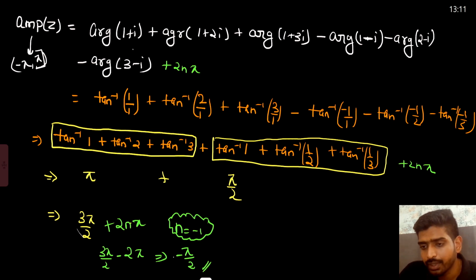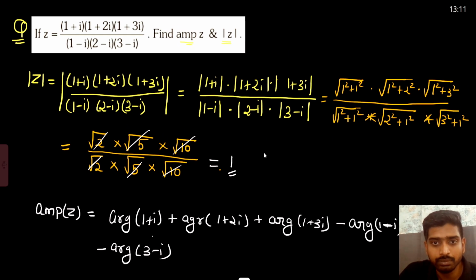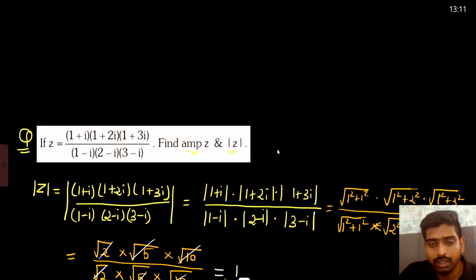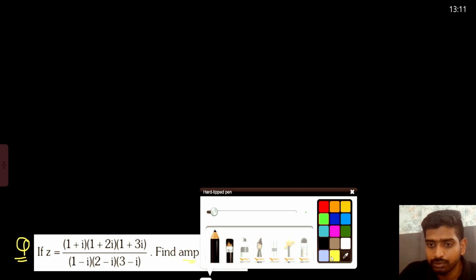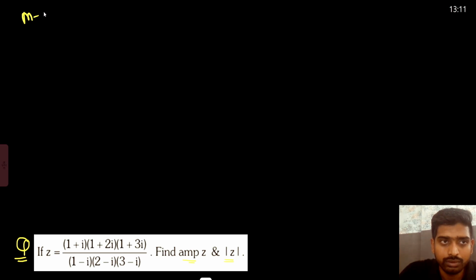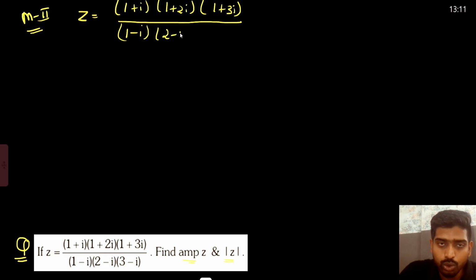Got it? Now next. This question we can solve with one more method. Let's see method 2 for this question. If you observe the given complex number carefully, they have given 1 plus iota multiplied by 1 plus 2 iota multiplied by 1 plus 3 iota, divided by 1 minus iota, 2 minus iota, and here 3 minus iota.